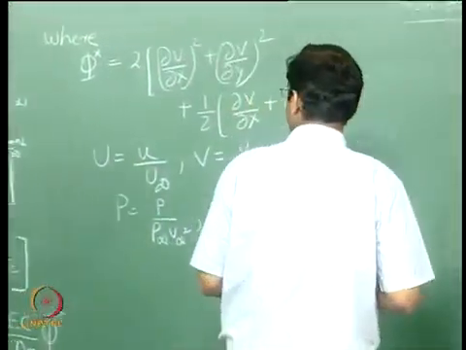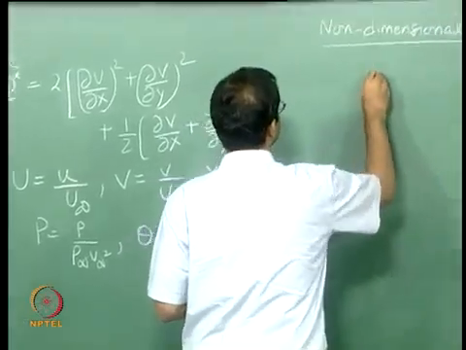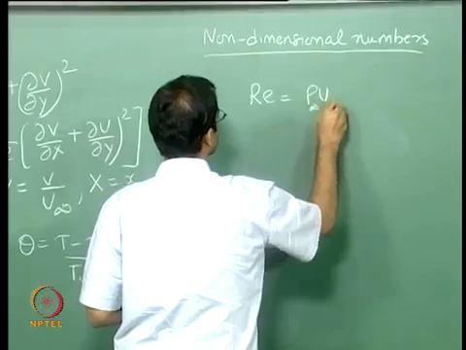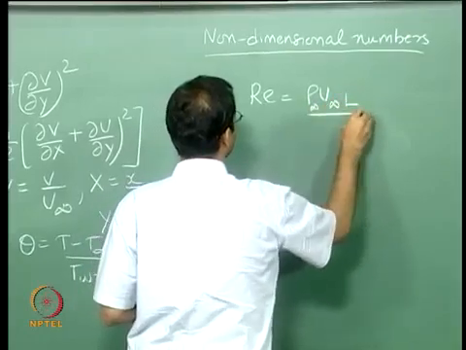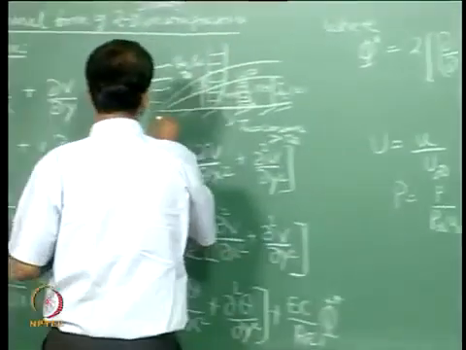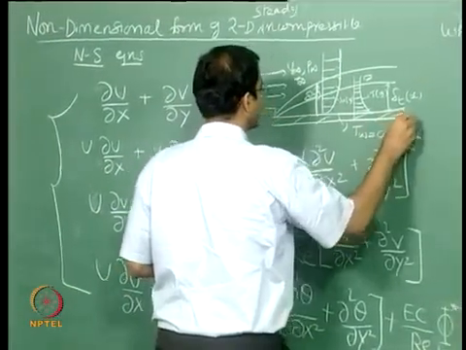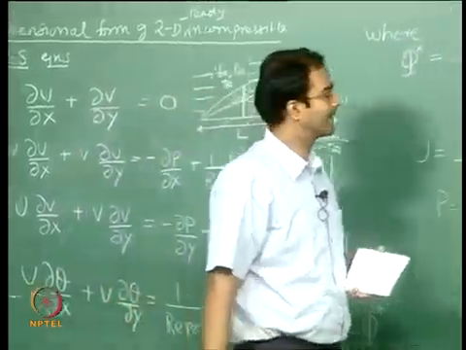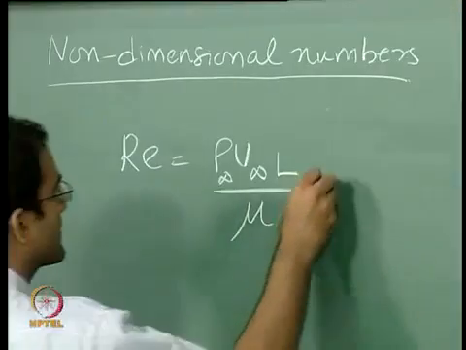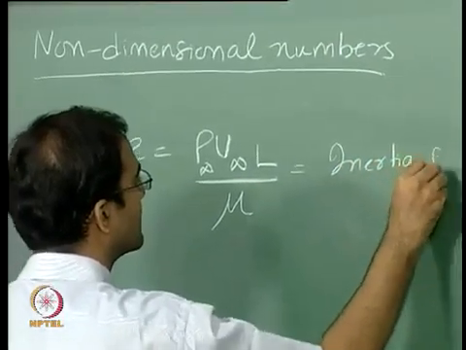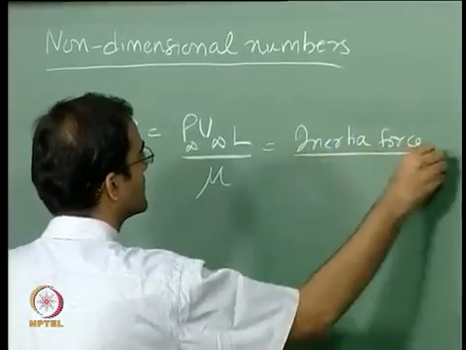So first is your Reynolds number, which is rho infinity U infinity L by nu, where L is your characteristic length. Here we can use the characteristic length as, for example, the length of the plate. This denotes the ratio of your inertial force to the viscous force.